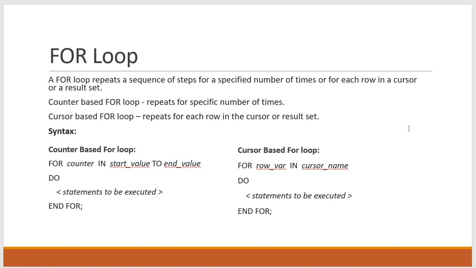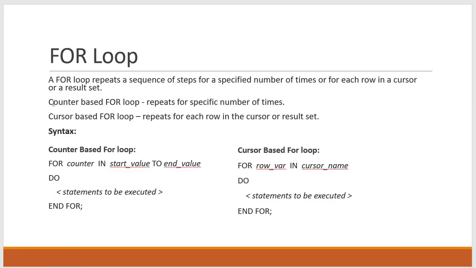Suppose I have a requirement to repeat a block of code a particular number of times. In that case, we go for a for loop. Otherwise, if there is a result set or a table and I want to do row by row processing, that means processing row by row in the table or in a view, these for loops are also useful. That we'll discuss in the next sessions.